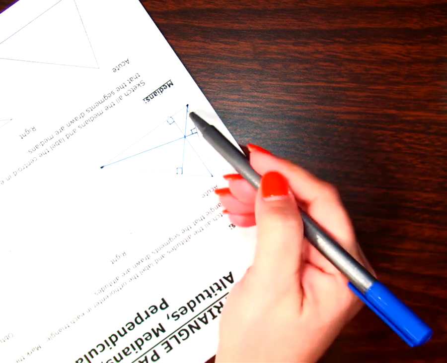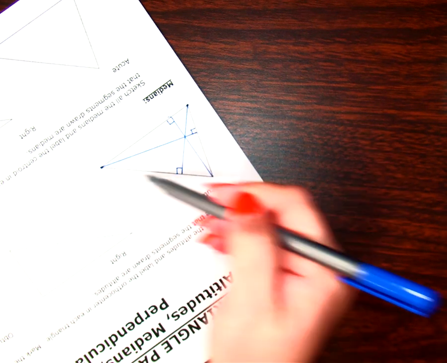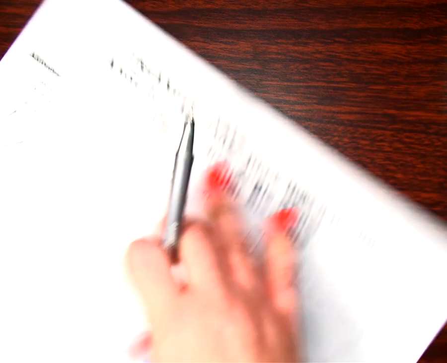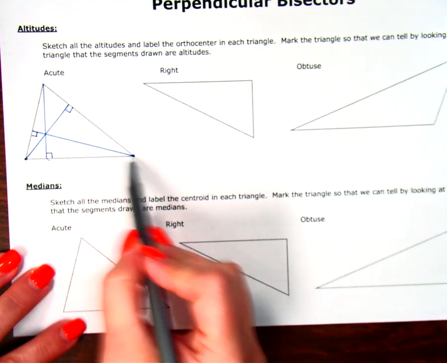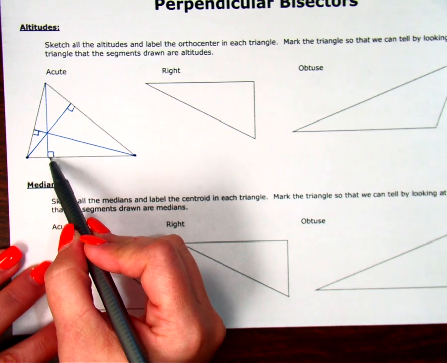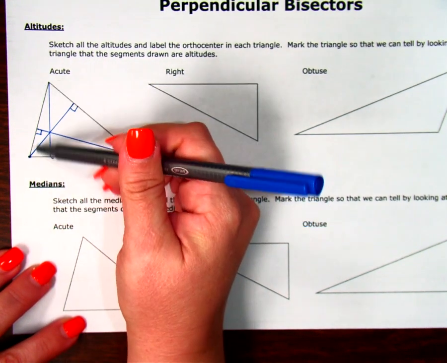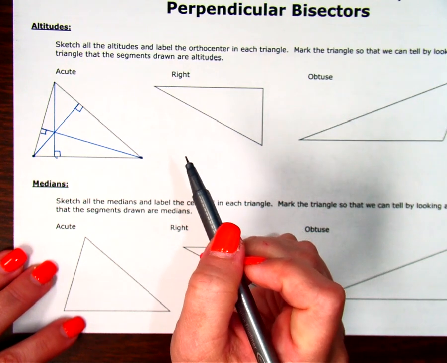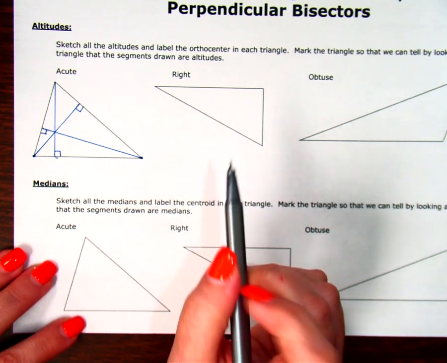The altitude is really just a height. So if I knew this side and this altitude, I could find the area of this triangle. If I know the bottom here and this altitude, I could find the area of the triangle. Or this side with this altitude, I could find the area of the triangle, and all three areas would come out exactly the same.